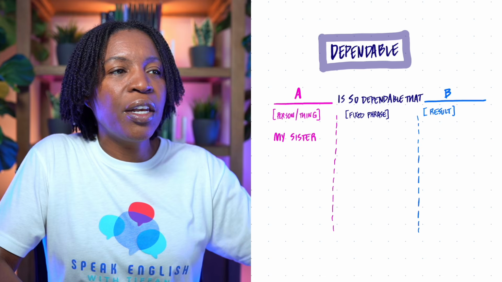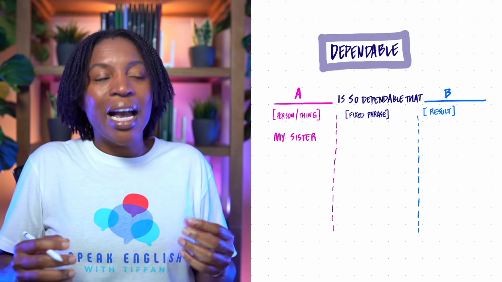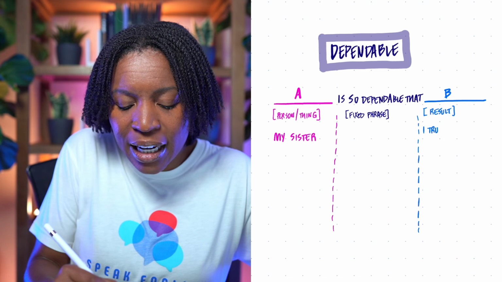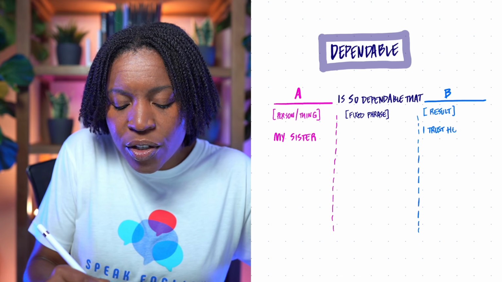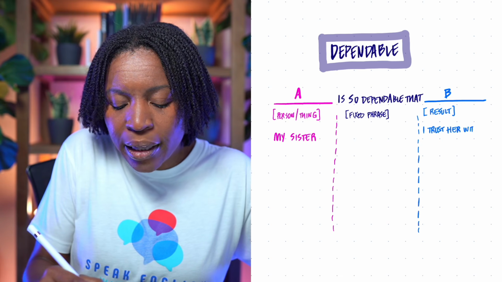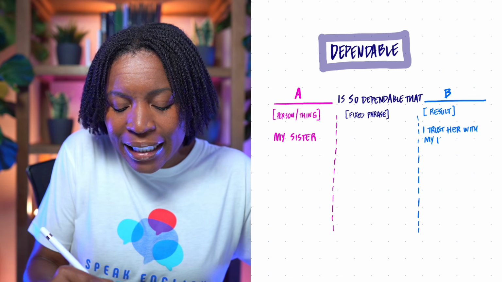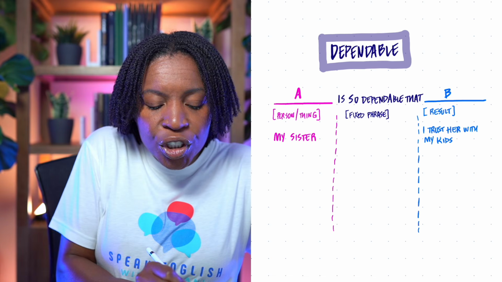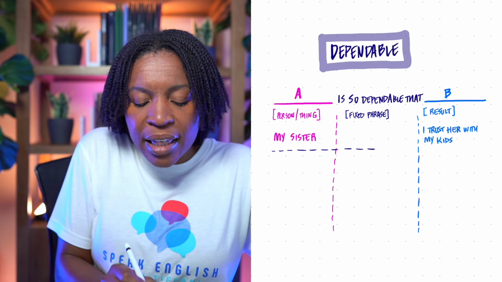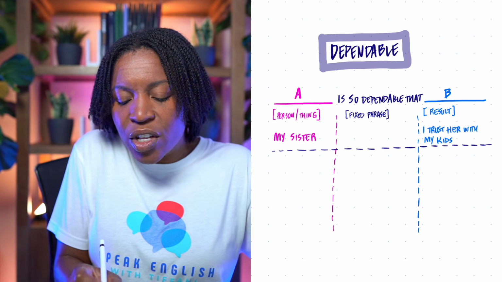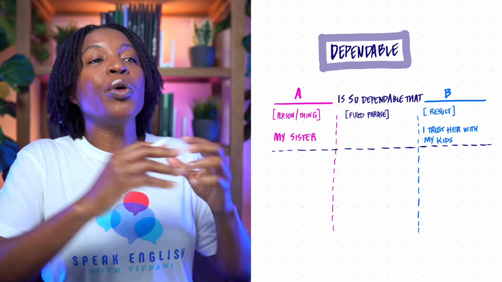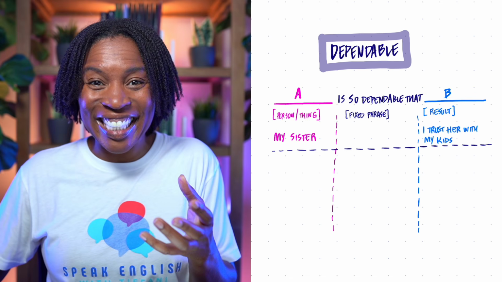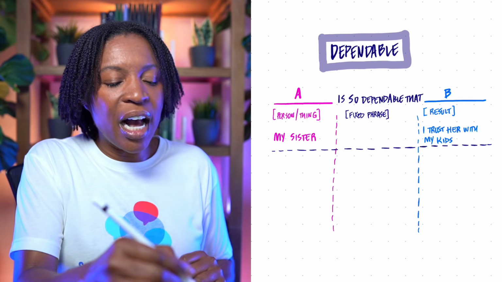Because she's so dependable, what is the result? I trust her with my kids. Again, letter A represents the person or thing. Then letter B represents the result. My sister is so dependable that I trust her with my kids. Makes sense, right? Excellent. All right, let's give another example.